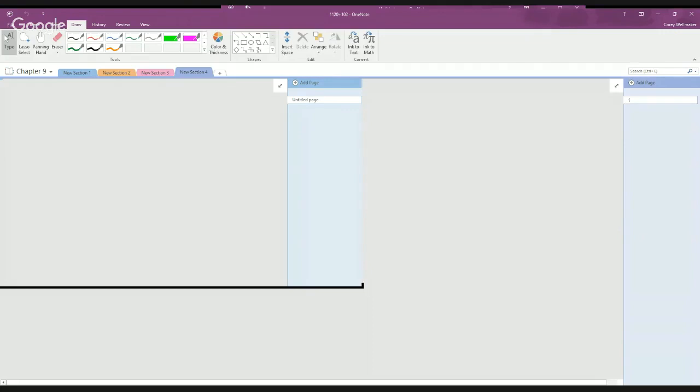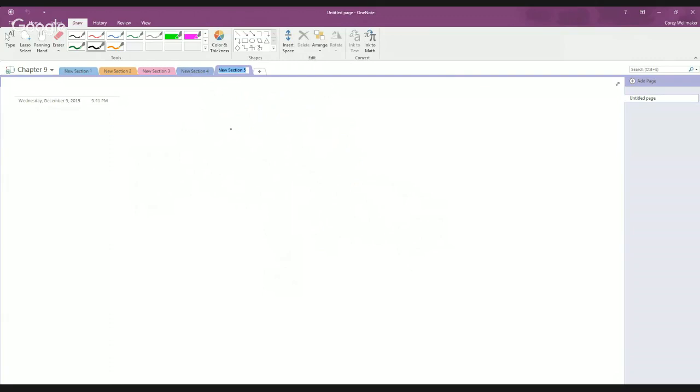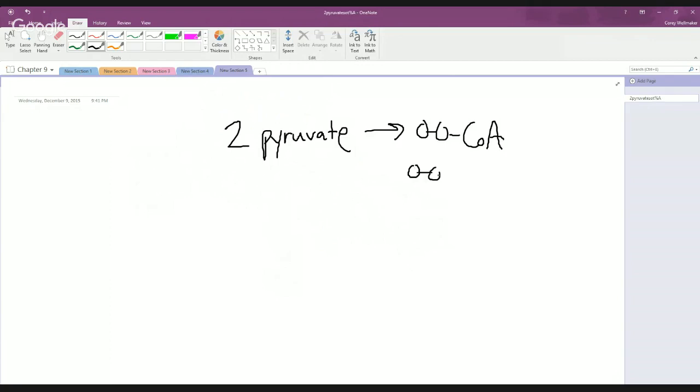The citric acid cycle happens twice because for every 1 glucose you start with, you end up with 2 pyruvate. Each pyruvate is going to get converted into an acetyl-CoA, so you have 2 acetyl-CoA. Each acetyl-CoA is going to interact with that 4-carbon molecule called oxaloacetate to form citric acid. So for every 1 glucose you start with, you get 2 citric acid cycles.